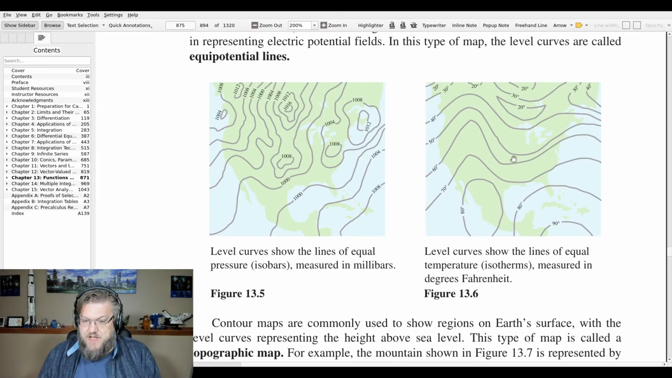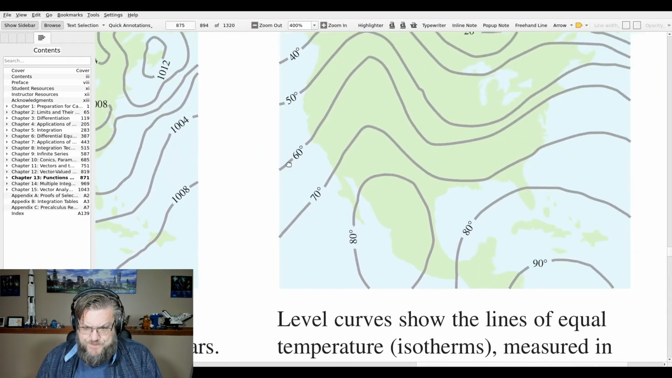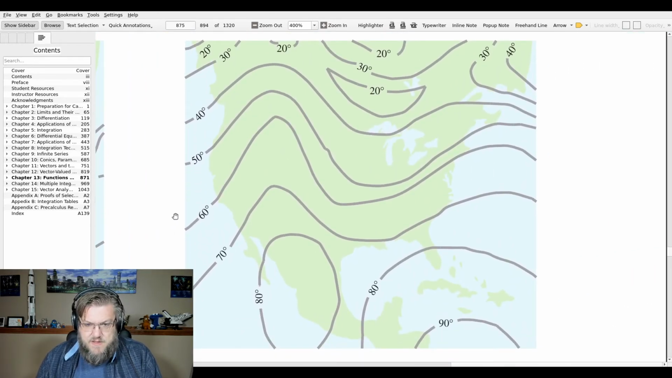See here on the right, you would end up getting a picture like this, right? And so on this line here are all the places on the map that have reported 60 degrees. On this curve right here, this is the curve where it's 50 degrees. This is the curve where it's 40. This curve is 20, right? So the curve represents the position where the function is constant.